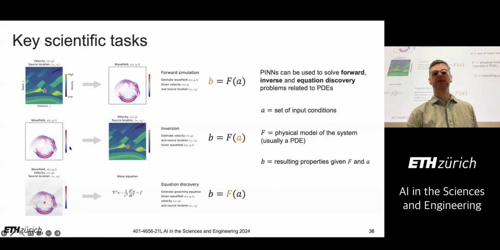So an inverse problem is to try and do the reverse. It's to say, given some observations of the outputs of the system, so in this case the wave field, the seismic amplitude, can we invert for the underlying structure of the Earth or the location of the earthquake?